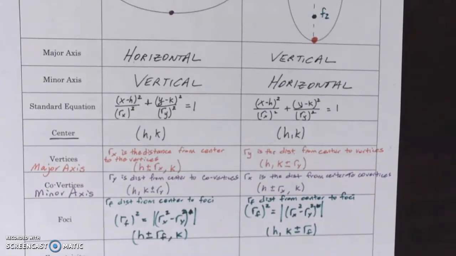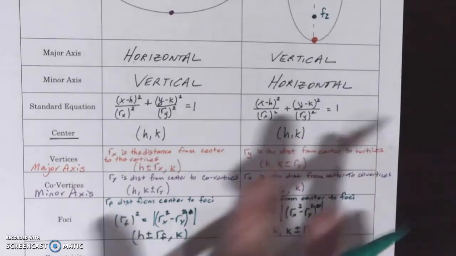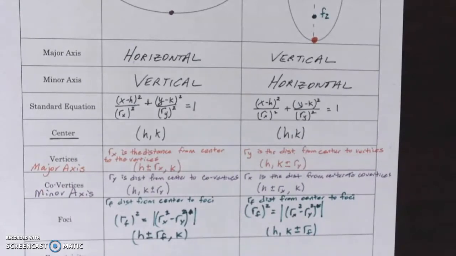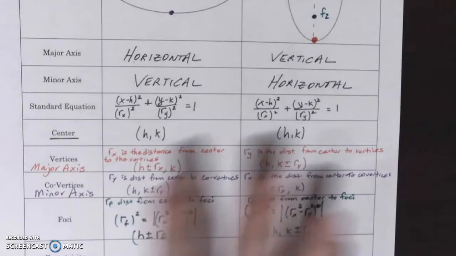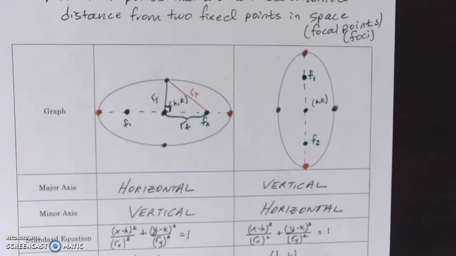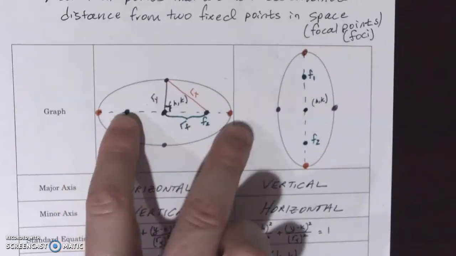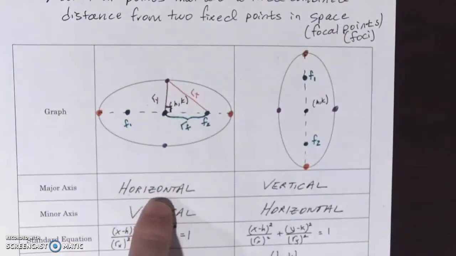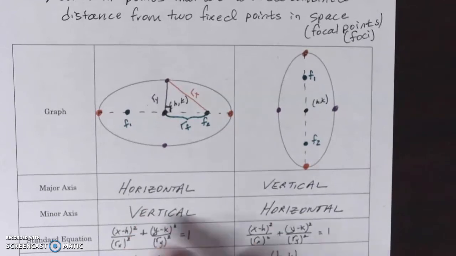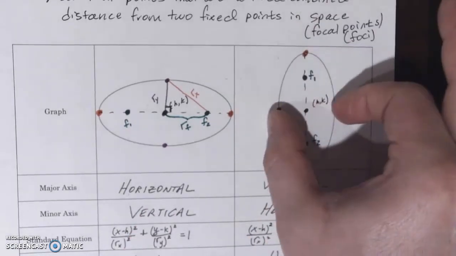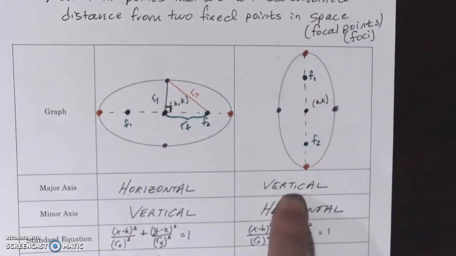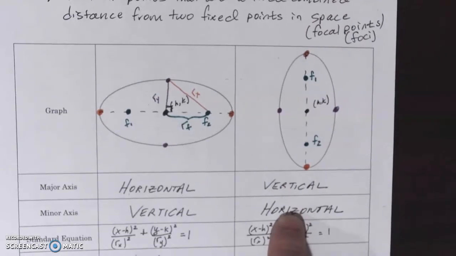All right, so before we talk about eccentricity, I'd like to just recap here. Most of these notes, it's important that you understand the vocabulary. So we have two different types of ellipses. We have an ellipse that is wider than it is tall, meaning the horizontal axis would be our major axis and the vertical the minor. Or we have one that's taller than it is wide. The vertical would be the major axis and the horizontal the minor.